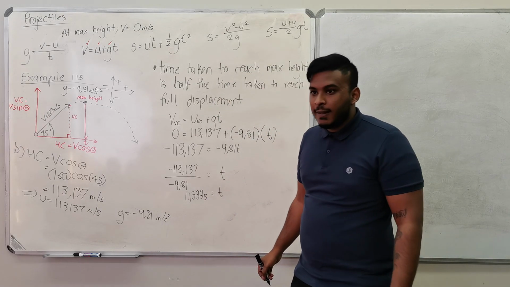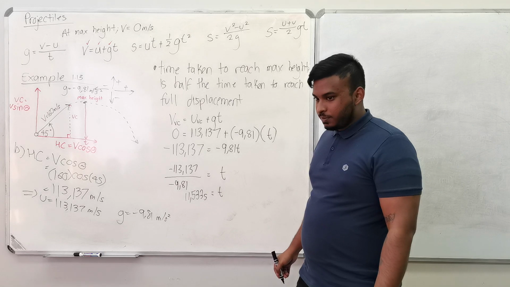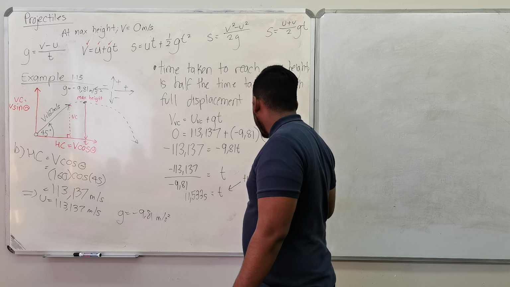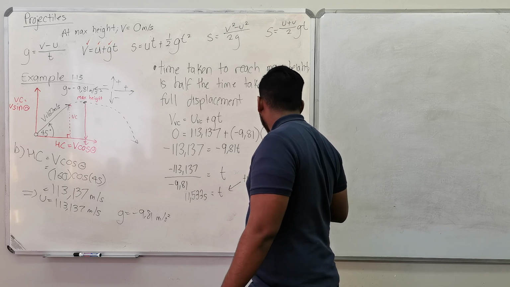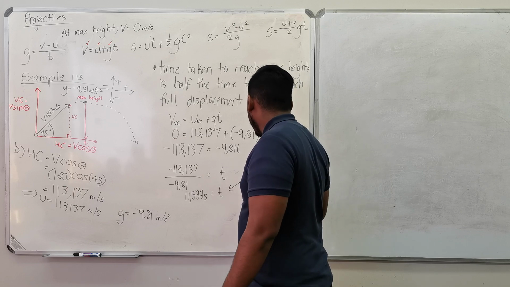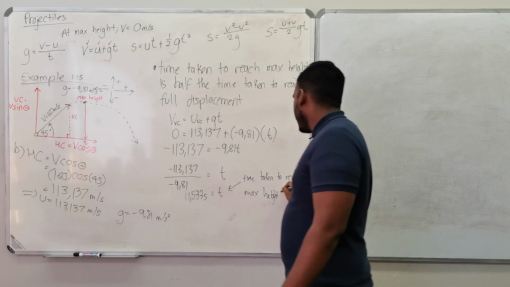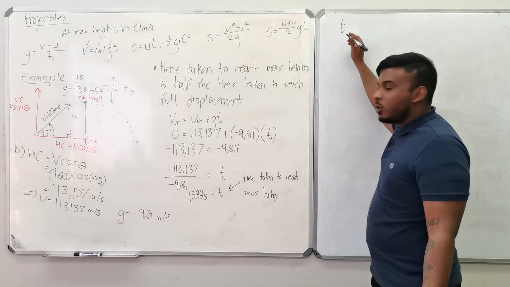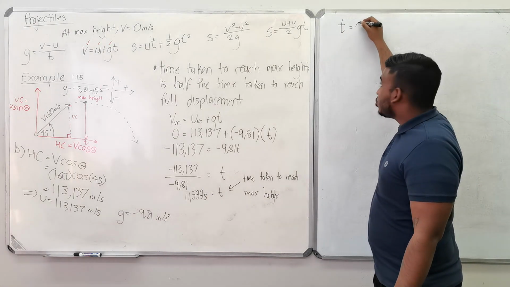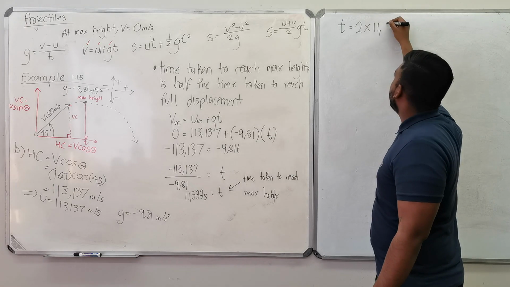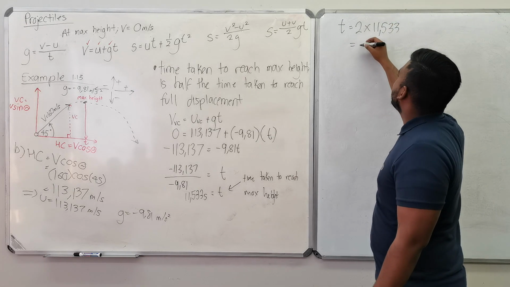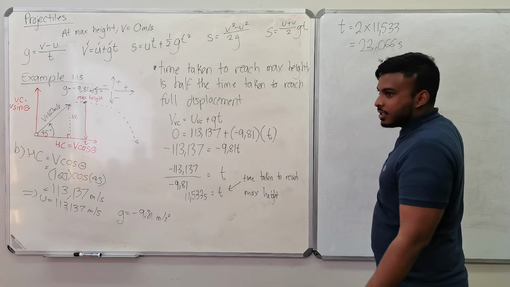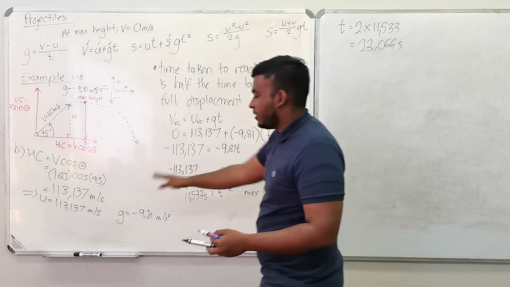What time is this? Full time? No, that's half time. This is the time taken to reach maximum height. So the time taken to reach full displacement will be equal to 2 times 11.533, which is 23.06, 23 seconds. Right. Now let's go back to the values we have.